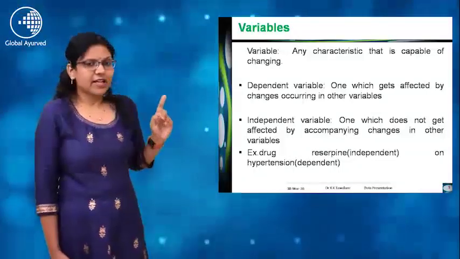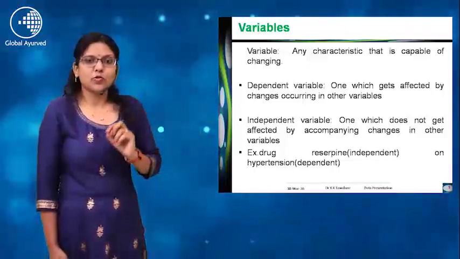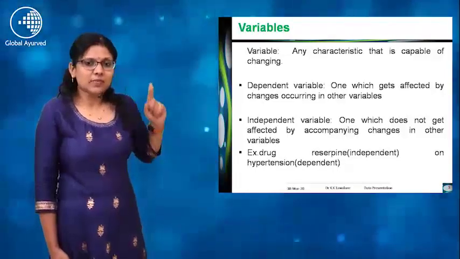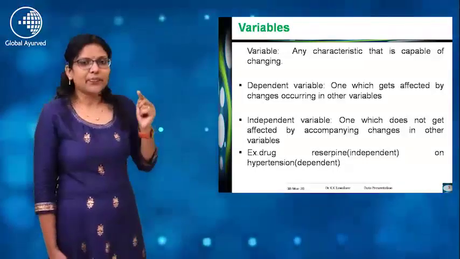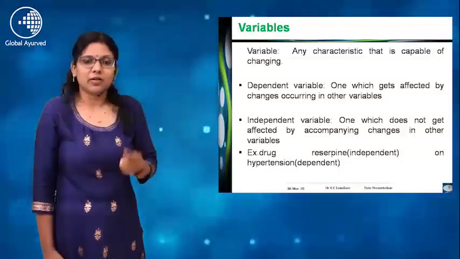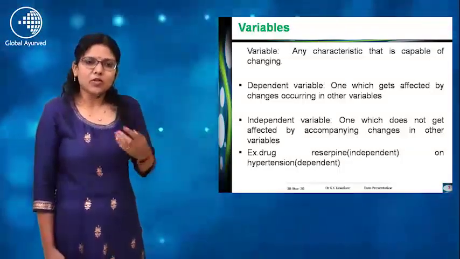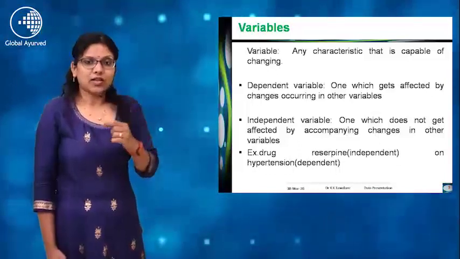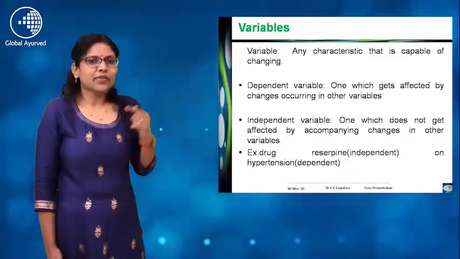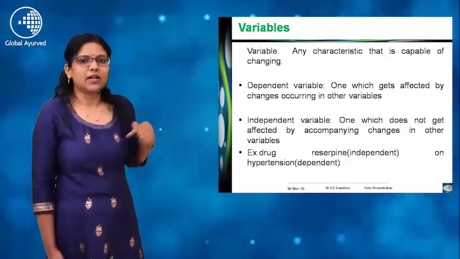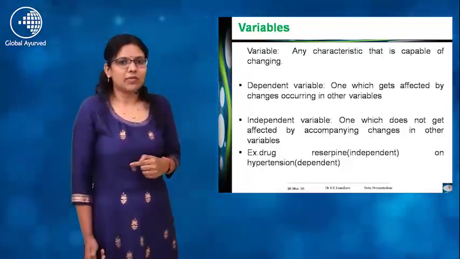For example, we can take the drug reserpine used in hypertension. Here drug reserpine is the independent variable and hypertension is the dependent variable, because hypertension depends on the drug reserpine and not the drug on the hypertension. So the dependent variable and the independent variable are the two types of variable.